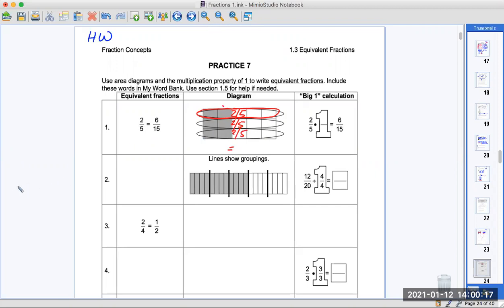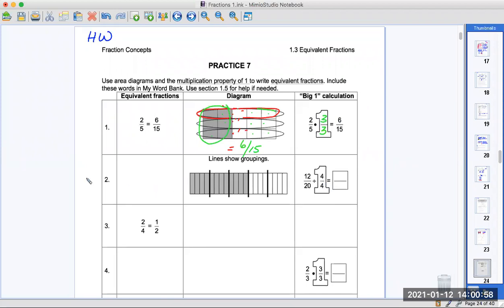6, you can group it this way. That's the 6 out of the 15. You got 15: 1, 2, 3, 4, 5, 6, 7, 8, 9, 10, 11, 12, 13, 14, 15. So it's just a way of grouping it differently. And then over here, from 5 to 15, you're multiplying by 3. And from 2 to what? 2 times what is 6? It's also 3. So this is that one.